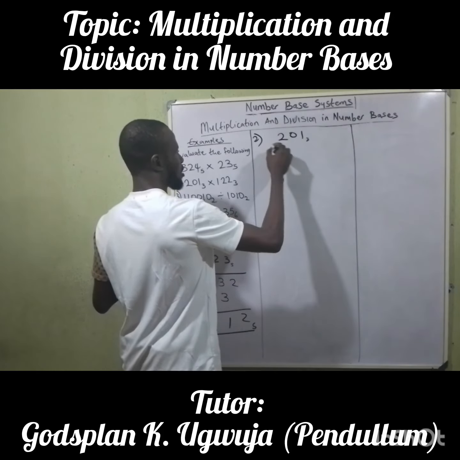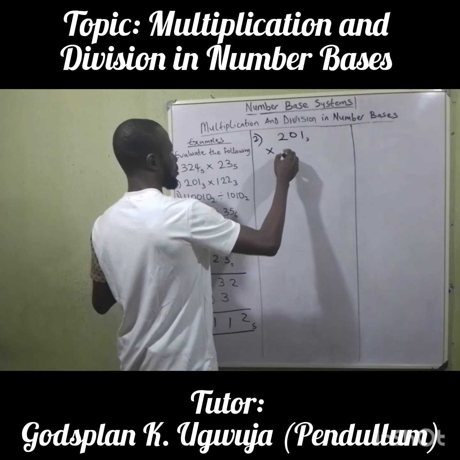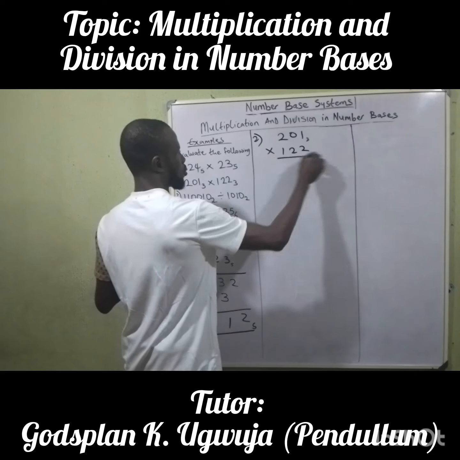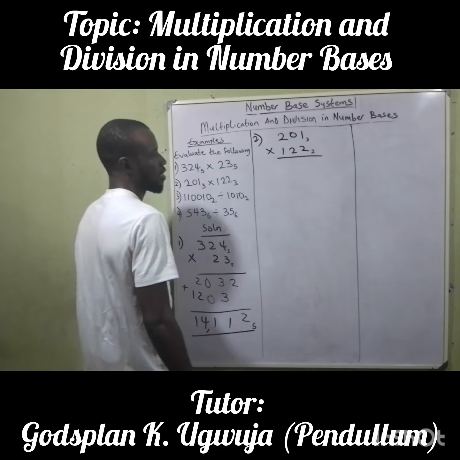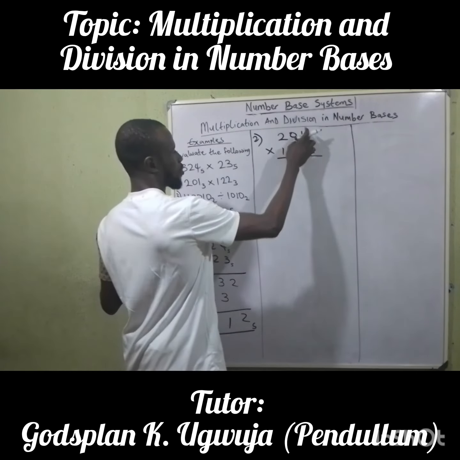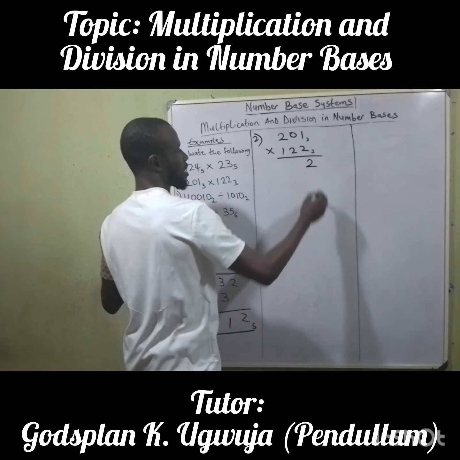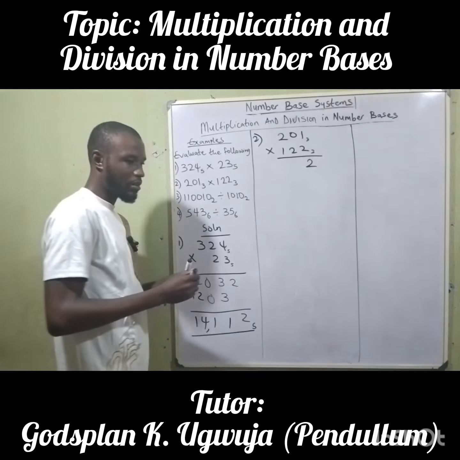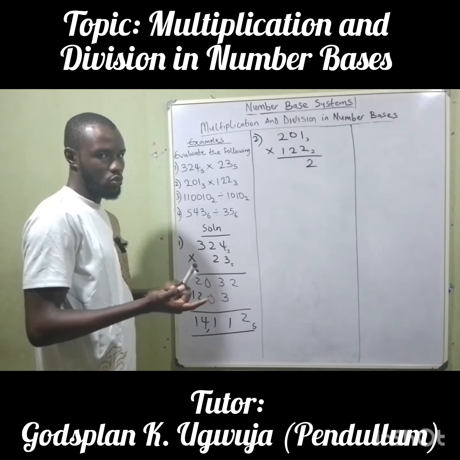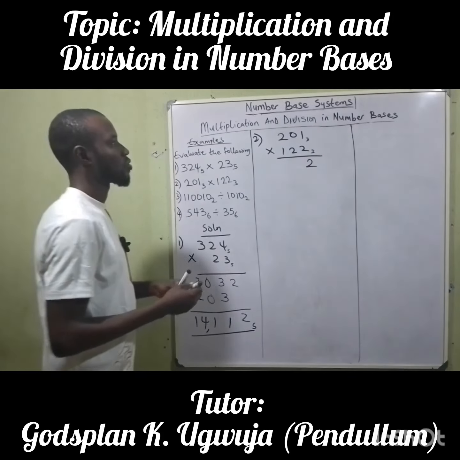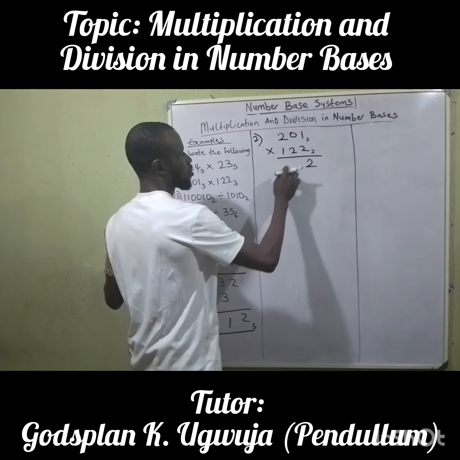Now let's look at this. 21 in base 3, multiplying 122, also in base 3. Now, 2 times 1 is 2. 2 is the highest digit in base 3. Base 3 digits are 0, 1, 2. So you can write 2.